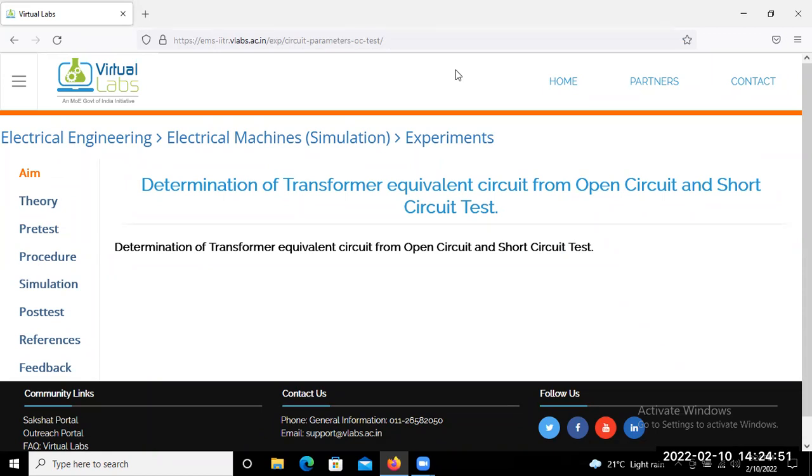First, we already explained that we can find the equivalent circuit parameters. With the help of theory, we can calculate all the parameters of the equivalent circuit. That means primary winding resistance, secondary winding resistance, and secondary coil leakage reactance. So first we'll go through the theory part.